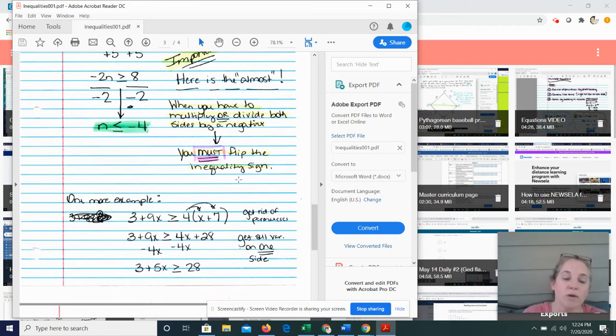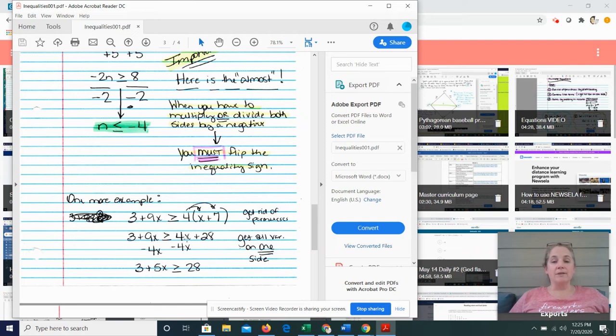So let's do one more example because it's just a little more complicated, a little more algebra involved with it. Because if you saw this, you might totally freak out, but I want you to just pretend there's an equal there. And how did we solve equations? We get rid of parentheses first, always, okay? So that means distribute that 4 to both of those, which makes it 4x plus 28.